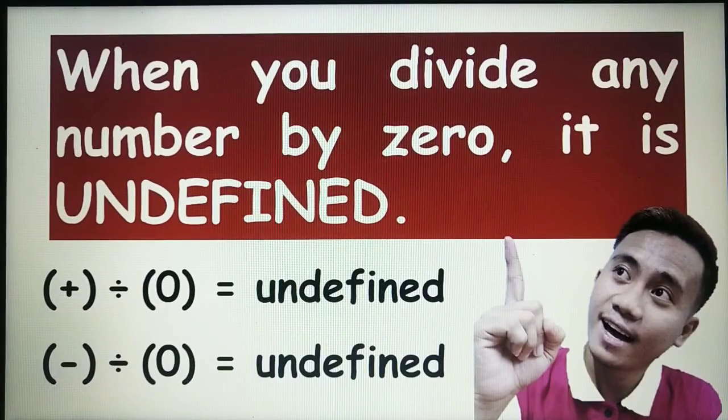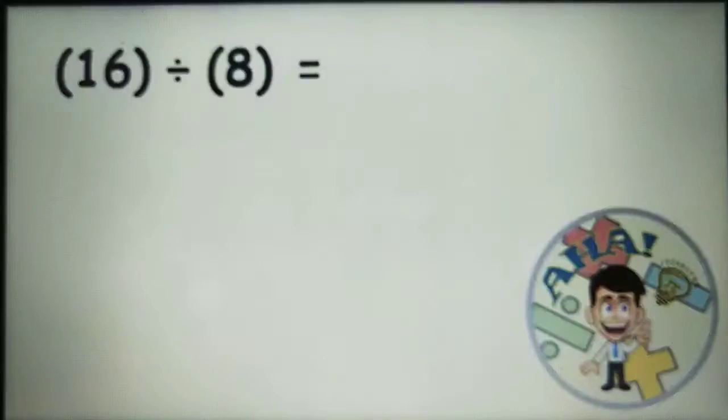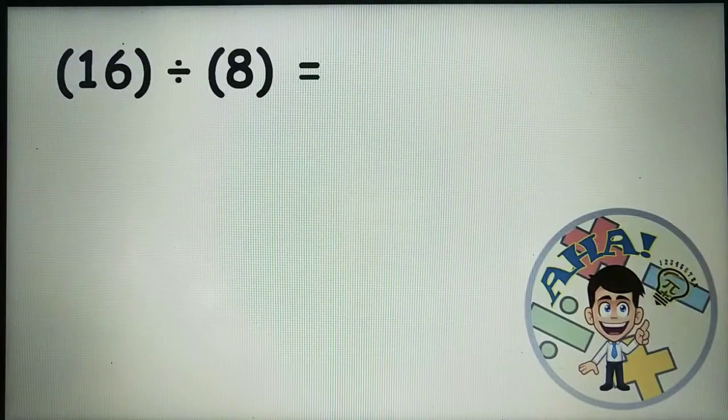Let's have exercises. Positive 16 divided by positive 8. What do you think is the quotient? You're right. That is positive 2. As you can see, the two numbers have the same sign. That's why our quotient is positive.